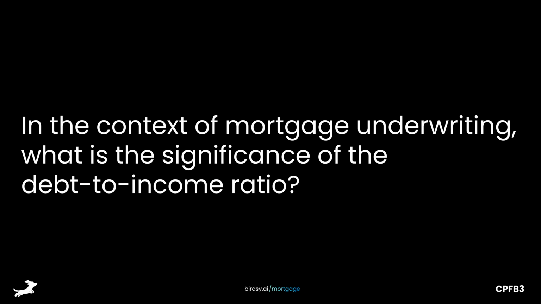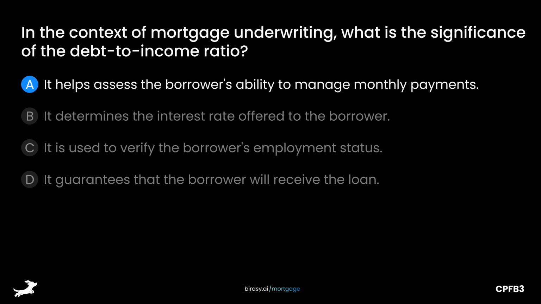In the context of mortgage underwriting, what is the significance of the debt-to-income ratio? Is it A, it helps assess the borrower's ability to manage monthly payments? B, it determines the interest rate offered to the borrower? C, it is used to verify the borrower's employment status? Or D, it guarantees that the borrower will receive the loan?